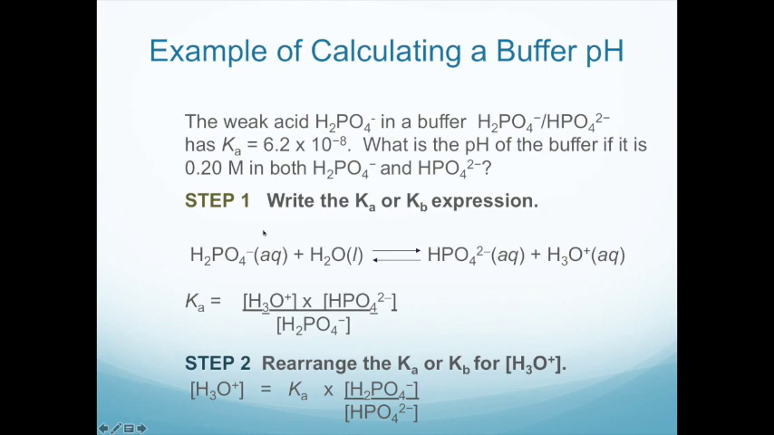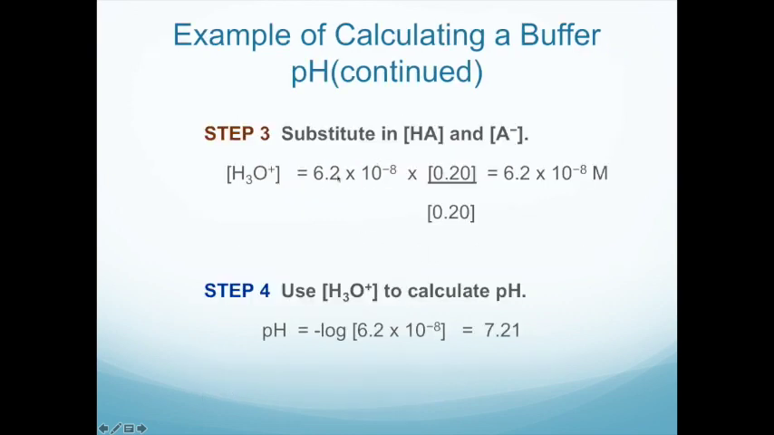If we start by writing out our equilibrium expression, which as we know is products divided by reactants, so we have conjugate base in the numerator and weak acid in the denominator, we rearrange, solving for the H3O plus concentration, and then we plug in our values. So we have 6.2 times 10 to the minus 8 for our Ka. We have the same concentration of both acid and conjugate base, and so the concentration of H3O plus is then just 6.2 times 10 to the minus 8 molar. And the pH is negative the log of this, which is equal to 7.21. 7.21 is a nearly neutral solution, but it is slightly basic. And this solution will hold a roughly constant pH if more of either H plus or OH minus is added.